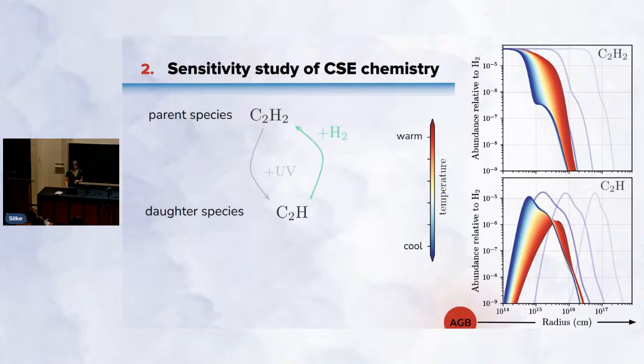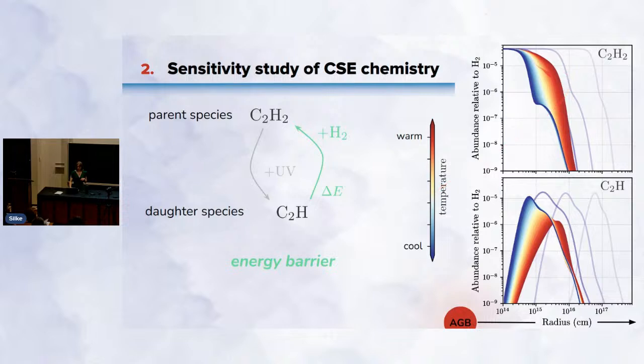And the reason for this is the following. So we also have a back reaction, so to say. When the parent species is broken up, it creates a daughter. It can also recreate the parent species by catching molecular hydrogen. However, it cannot always do this because there is an energy barrier present in this reaction. So this means that the reaction can only exist if there is enough energy left to cross this energy barrier, or in other words, if the temperature is high enough.